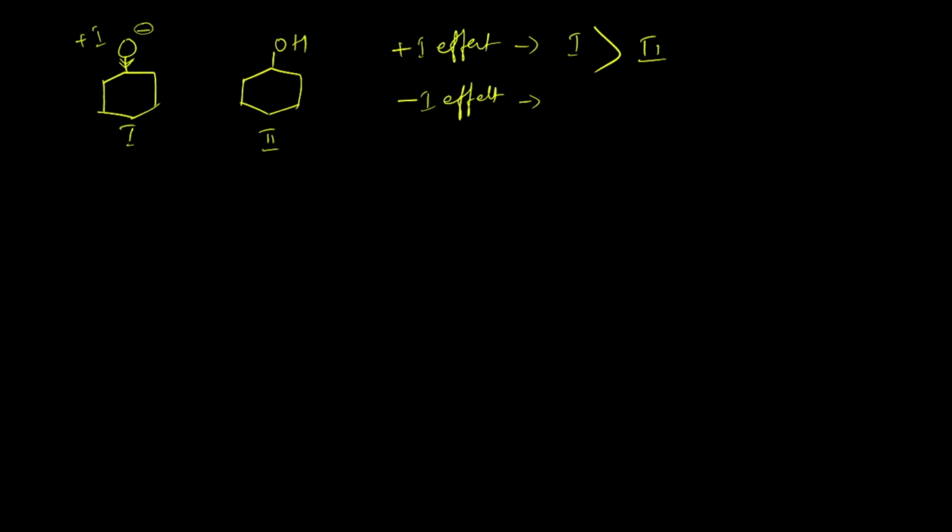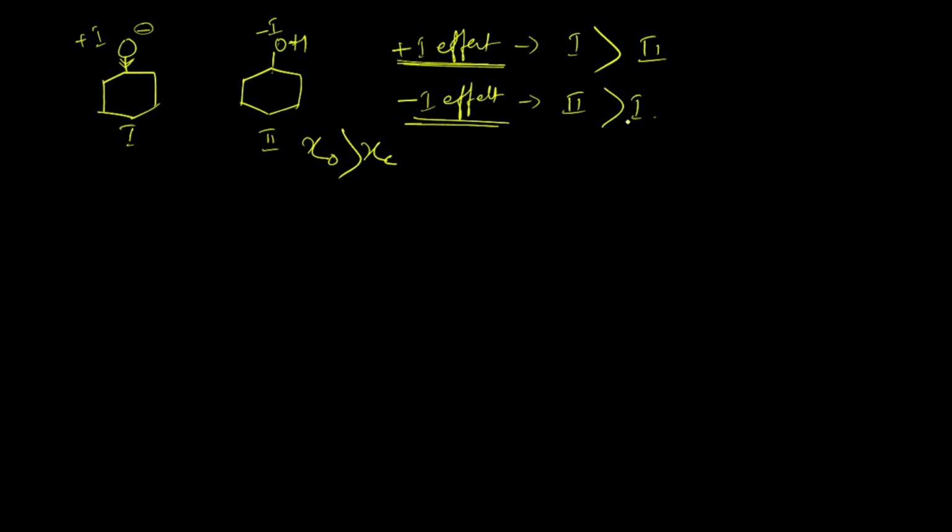Likewise, here also oxygen is there, but this oxygen is not having a negative charge, and we know that this is carbon and this is oxygen. What is the electronegativity difference? Oxygen is having more electronegativity than carbon. If oxygen is having more electronegativity than carbon, what will happen? This oxygen will be pulling the electron pair towards itself. Here we can say it is having a minus I effect. So if this one is plus I and this one is minus I, if we are writing the plus I effect trend, then one will be more than two. If we write the minus I effect trend, then two will be more than one, right?